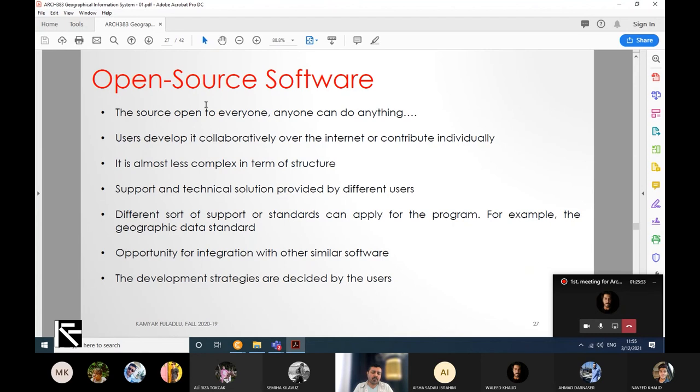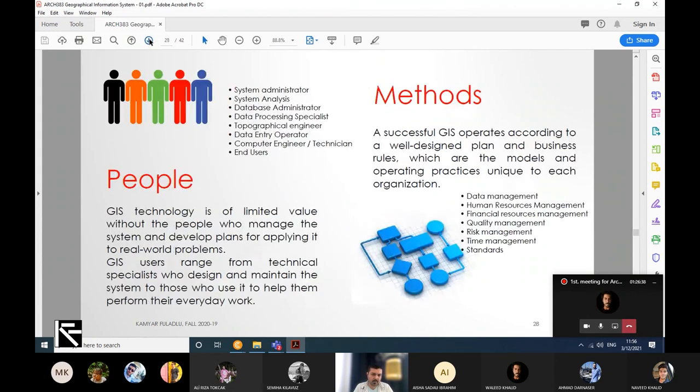They, of course, support different standards, different, let's say, units, and also different methods. You also have the opportunity to integrate different open source software together and make something different. And actually, there is no strategy in this sort of software because the users make the strategy. The users decide on the development, so they do not follow any specific strategy. This is about the software.